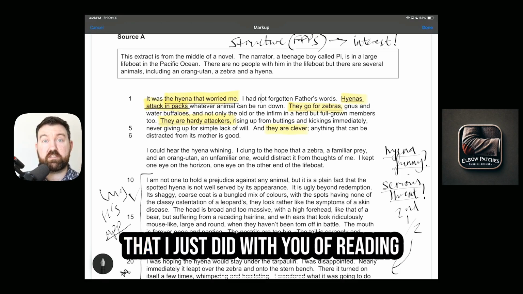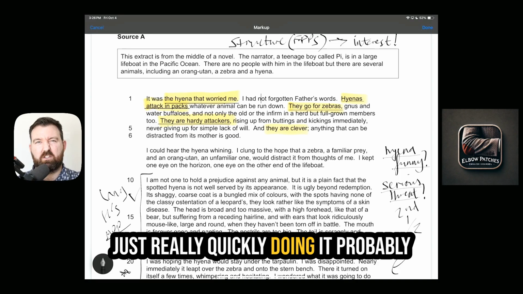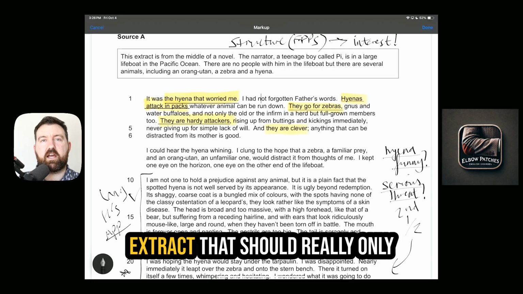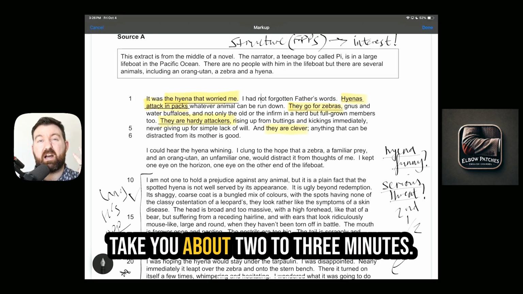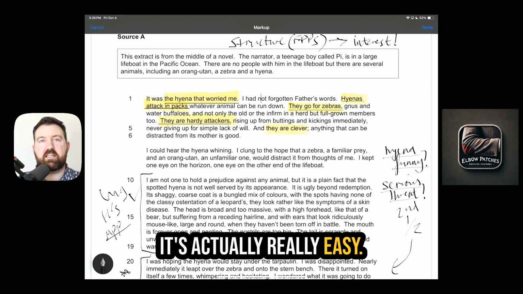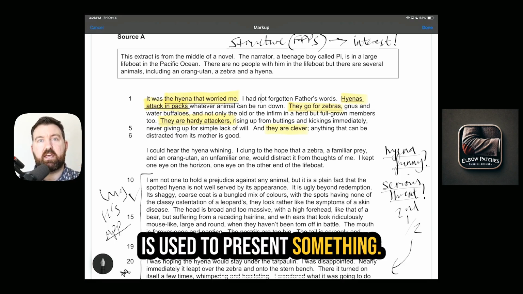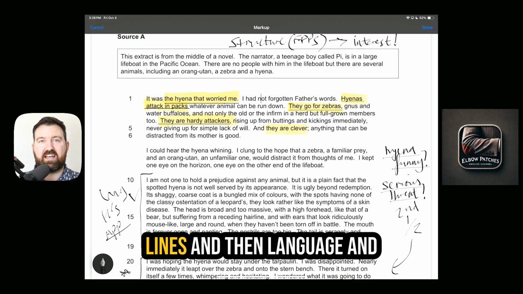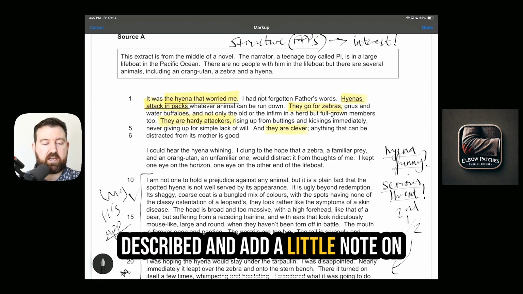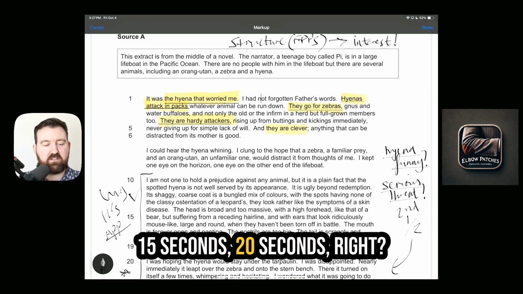Now that whole process that I just did with you of reading question 1 and just really quickly doing it, and then reading question 2, 3, and 4 and marking out the extract, that should really only take you about 2 to 3 minutes total. Because if you think about it, it's actually really easy. You read question 2, you already know that it's how language is used to present something. So you just have to find the exact lines and whatever the thing is that is being described and add a little note on the side like we did here, right? That doesn't take long, 15 seconds, 20 seconds, right?